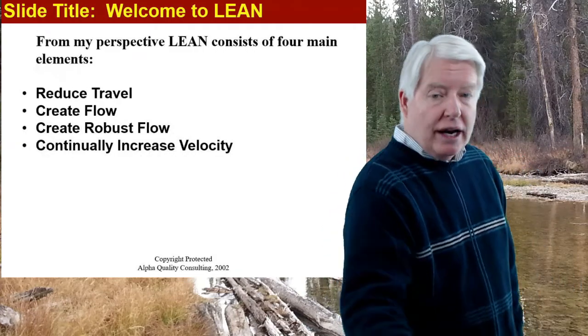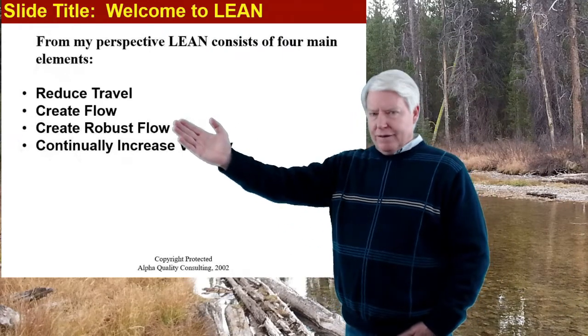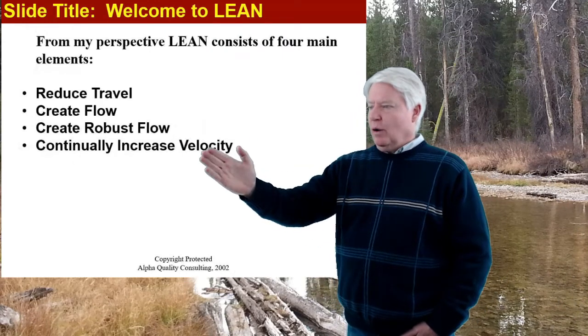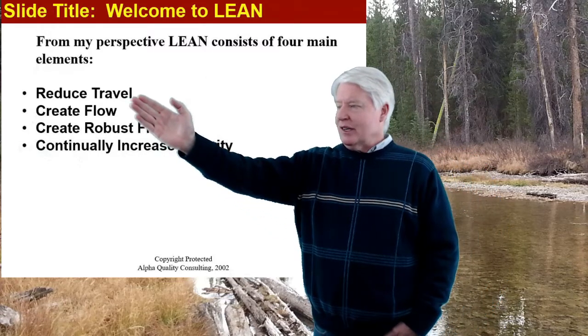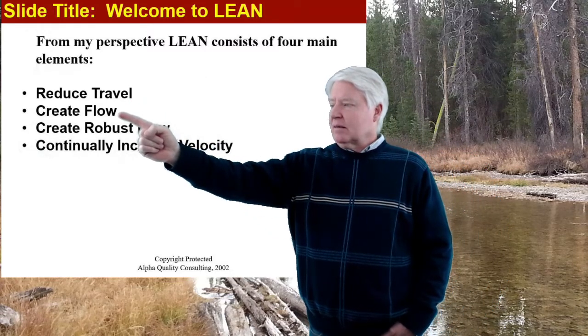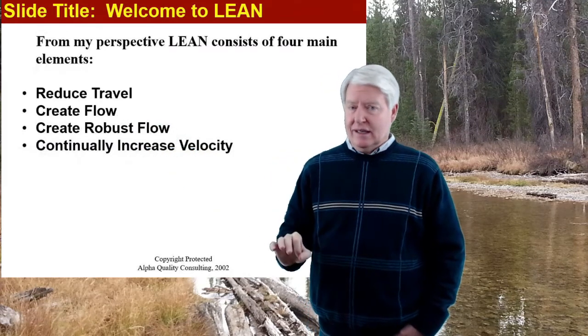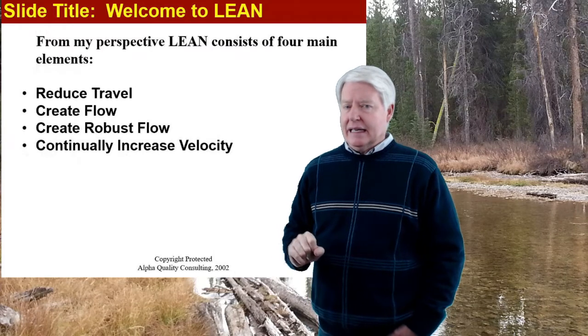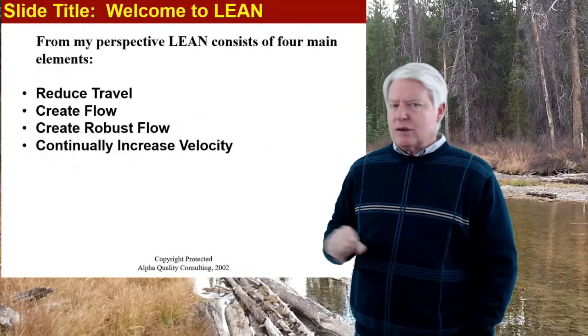So in a nutshell, that is LEAN. Reduce travel, create flow, create robust flow, continually increase velocity. Anything that increases travel and stops flow is considered to be a waste. That's a waste in lean. And they've identified 7 forms of waste that I'll go over later, but that's what it is.